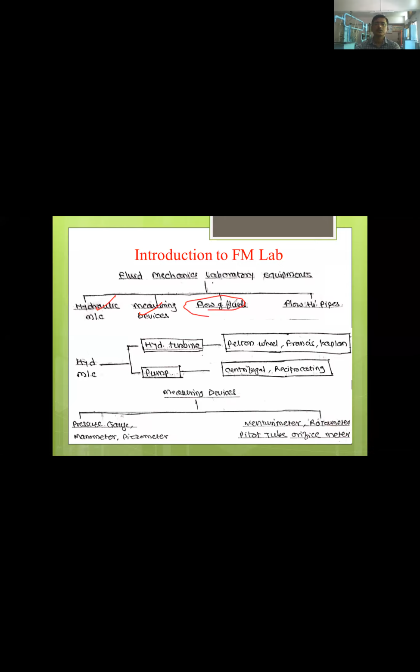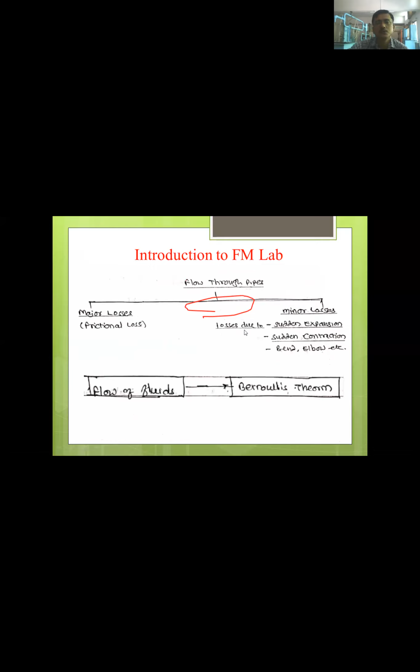Now the next thing is about the flow of fluid. So what are the various practicals you are going to perform in this particular category? Flow through the pipe and flow of fluids, these are the last two points. So for flow through the pipes, here in our fluid mechanics lab, we have two devices for the measurement of the head loss due to major losses and minor losses.